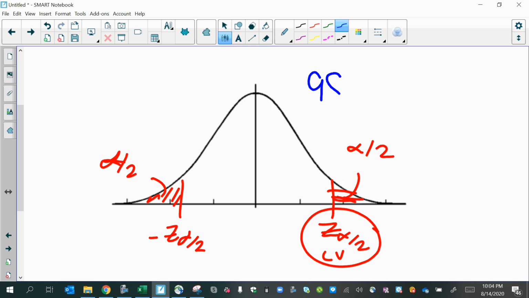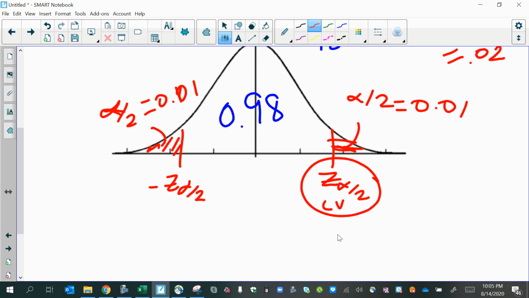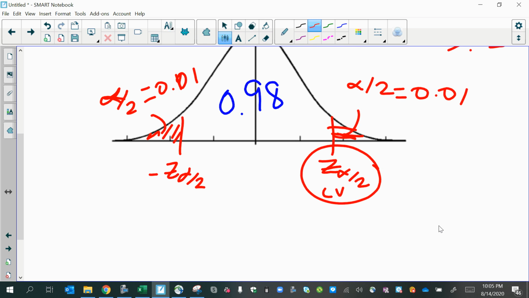The confidence level was given as 98%. So that means that I want an area of 0.98 in between the two critical values, and that means that alpha is 1 minus 0.98. So that'll be 0.02. And we have to split it up into each tail, so that's 0.01 in each tail. Now I know an area that I can use to find a z-score. I can find the evil twin over here and just change the sign. That's the easiest way, in my opinion.